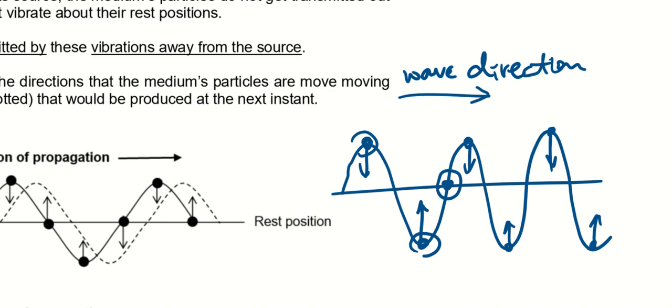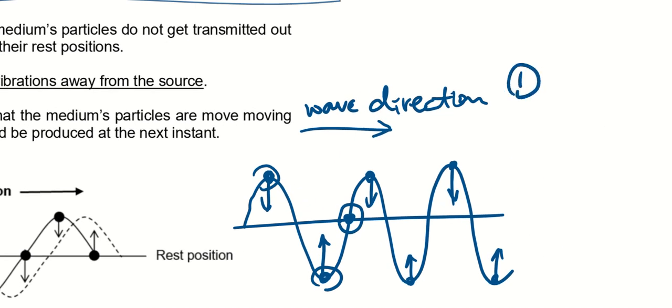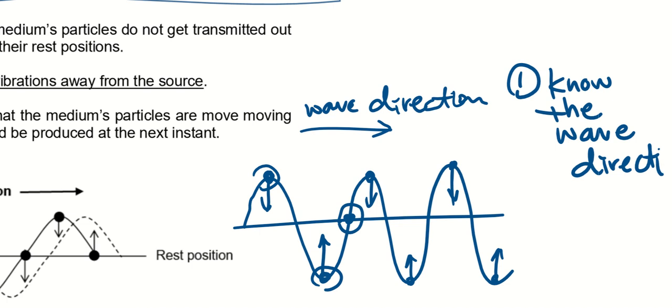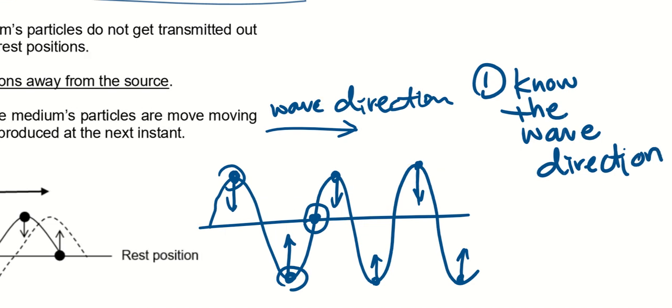So now, step 1. You need to know the wave direction. Are you writing this down? Just draw a very simple wave. So step one, you need to know the wave direction. In this case, what is the wave direction? To the left or to the right? To the right. Can they come out with a question that says the wave is going to the left? Yes.